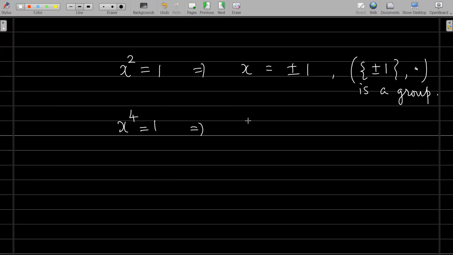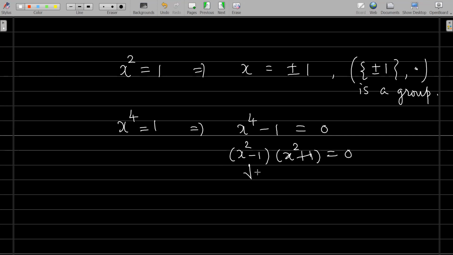Okay. Look at x raised to 4 equal to 1. So what are the roots? I can say x raised to 4 minus 1 is 0, so x square minus 1 into x square plus 1 is 0. And now you can easily see all the 4 roots. So what are the roots? Sir, plus 1, minus 1.